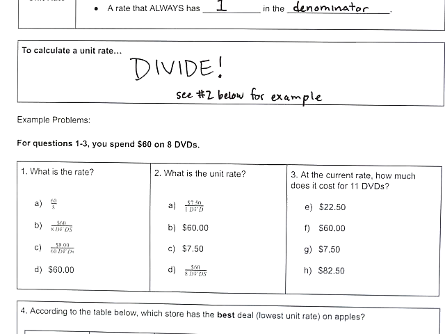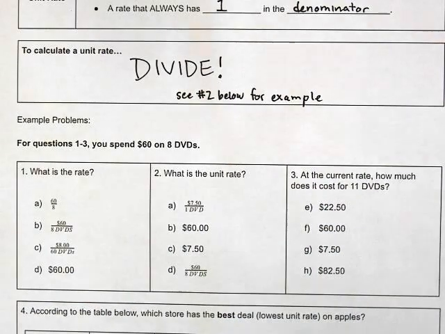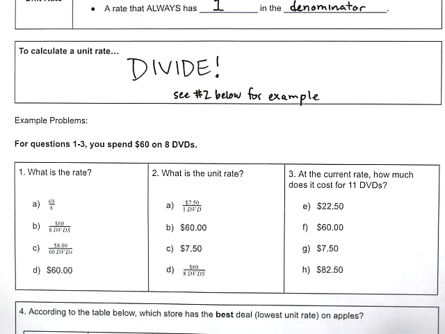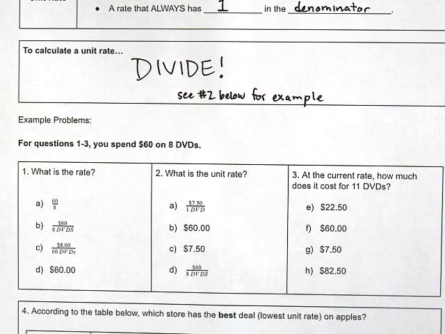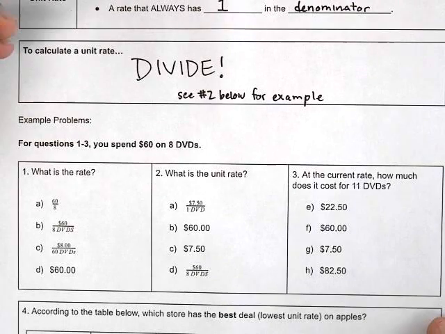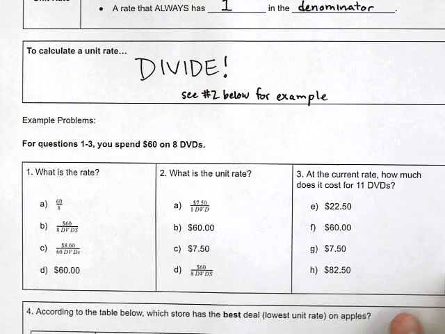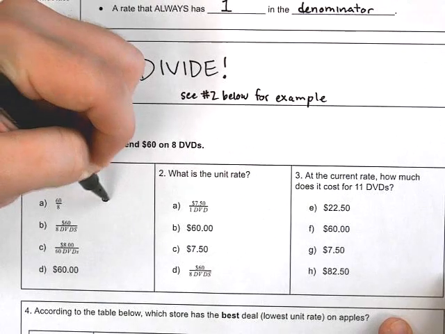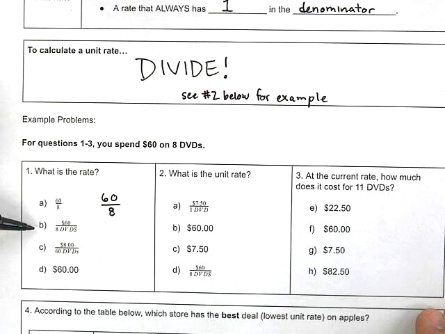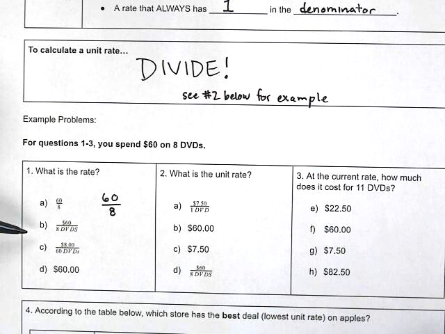Number 1 is just asking for a rate, not a unit rate. So if we have $60 on 8 DVDs, we'd want to compare the $60 to 8 DVDs. It's still a ratio, so it's still going to be a fraction. So I'm going to say 60 over 8. Oh shoot, I see 2 of them with 60 over 8. Which one's right?